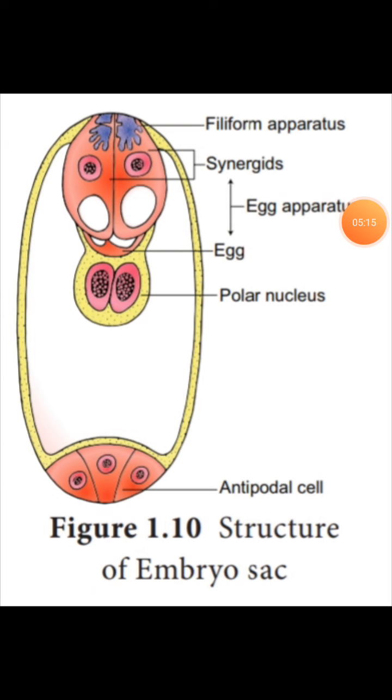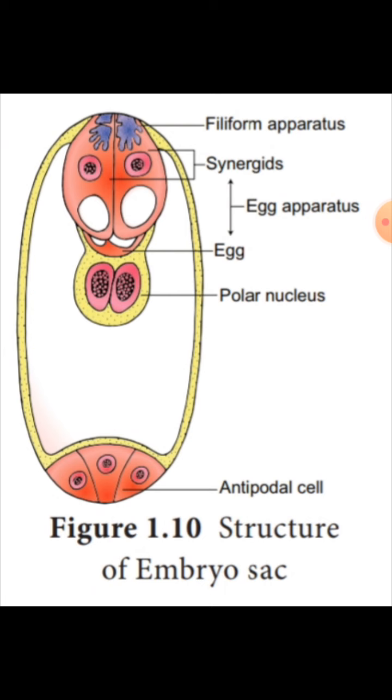Of the four nuclei at the micropylar end, three are organized into the egg apparatus. The fourth is left free in the cytoplasm of the central cell as the upper polar nucleus. Of the four nuclei at the chalazal end, three form the antipodals and the fourth functions as the lower polar nucleus. The two polar nuclei may remain free or may fuse to form a secondary nucleus, also called the central cell. The egg apparatus is made up of the central egg cell and two synergids, one on each side of the egg cell.